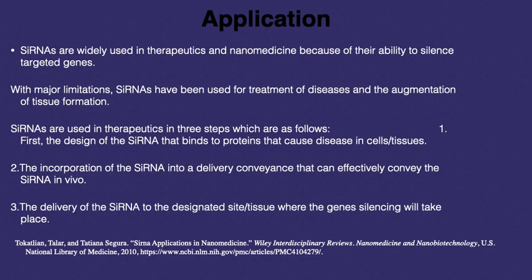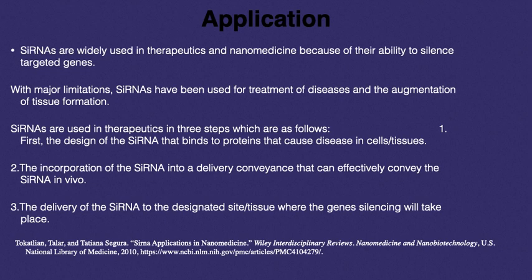An application of siRNAs that is used mostly and widely is in the field of therapeutics and nanomedicine because of their ability to silence targeted genes. Of course, there are major limitations, but siRNAs have been used for treatment of diseases and also the augmentation of tissue formation. The use of siRNAs in therapeutics is about 3 steps.